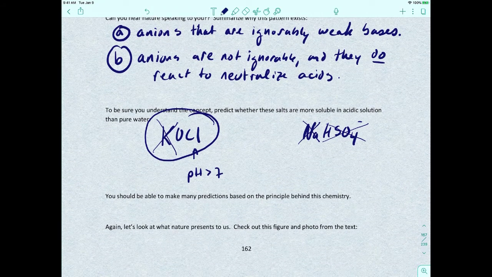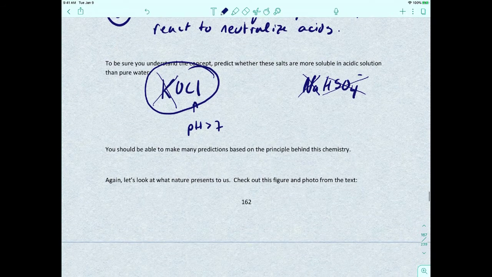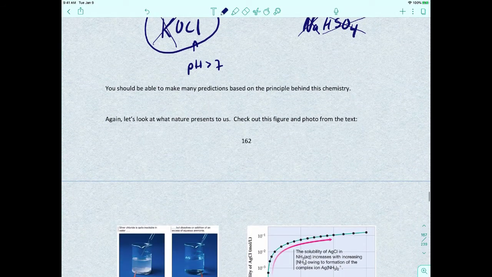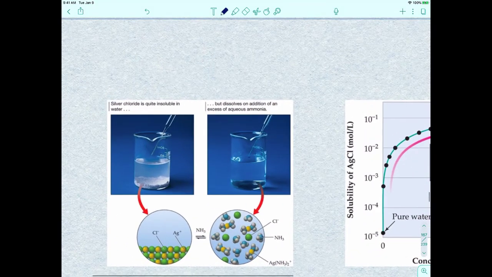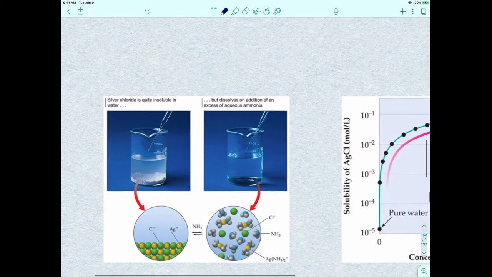Okay, so let's take a look at what nature is telling us. Let's check out this figure and the photo from the text. So here's our photo. We have a beaker that's filled with water, and at the bottom of this beaker, we have silver chloride. Okay, so it's quite insoluble in water, but if we add another compound like ammonia, it dissolves that silver chloride.